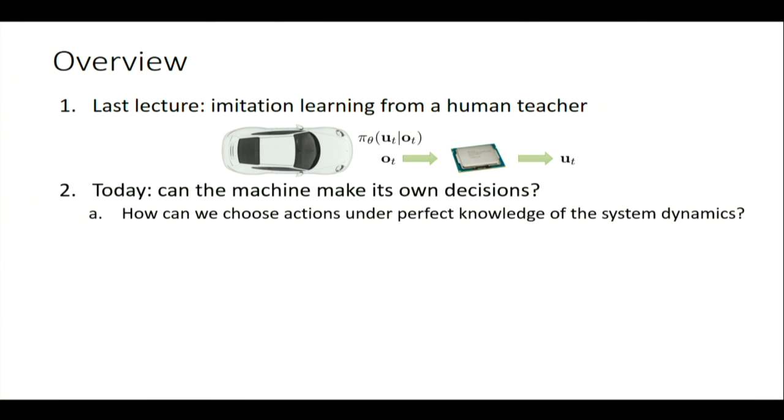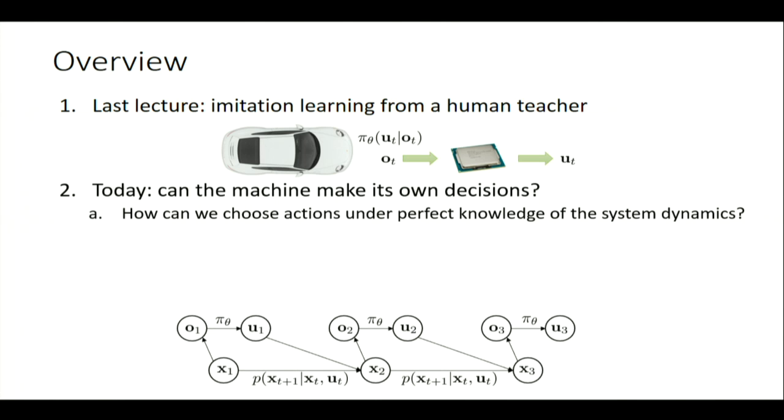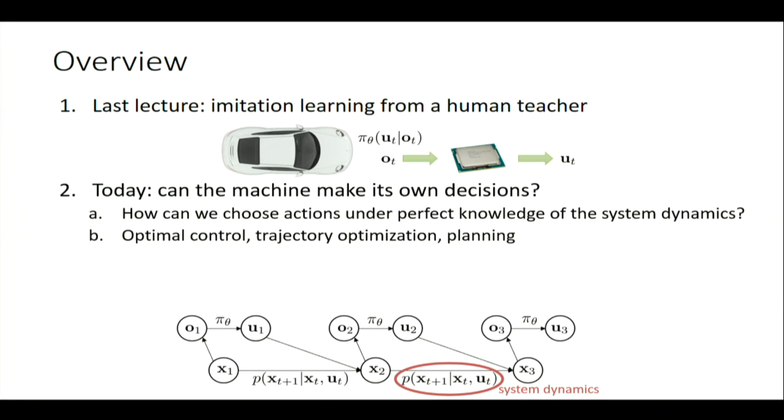That's what we're going to study today. How can we choose actions under perfect knowledge of the system dynamics? So if we know exactly how physics works, can we set up an optimization problem that will allow us to choose good actions? And when I say system dynamics, what I mean is this thing down here. So if you remember this graphical model from Monday, you have your observations, you have your states, and the system dynamics is how the next state depends on the current state and action. In today's lecture, we're going to assume that you know what this is. Maybe you have some equations of motion, you have knowledge of physics, or you have a simulator. And if you know what that is, can you choose the actions U to minimize some costs? And depending on the context, this is sometimes referred to as optimal control, trajectory optimization, or planning.